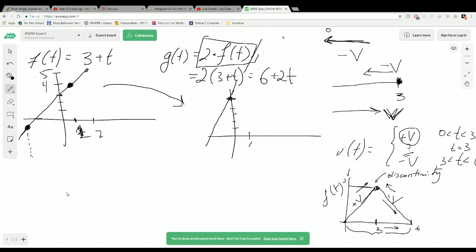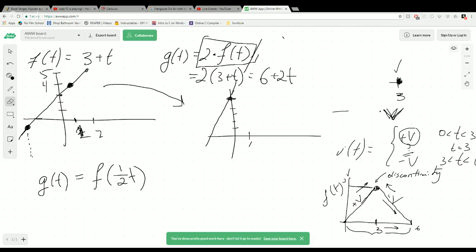And another way we can modify the function is we can multiply the t inside the parentheses. So we can make this new function and let this be f of, let's say, half of t. What does this do to my f? How does this transform my original function?